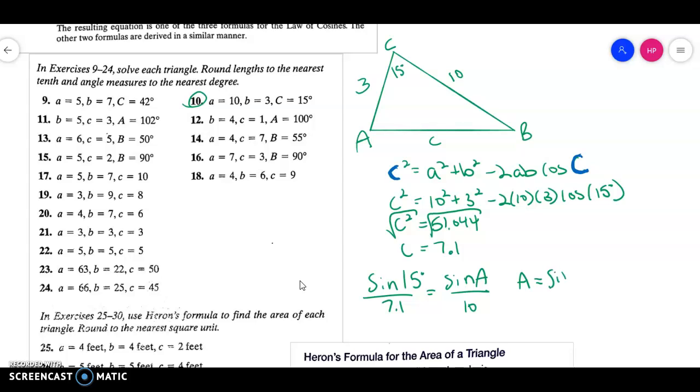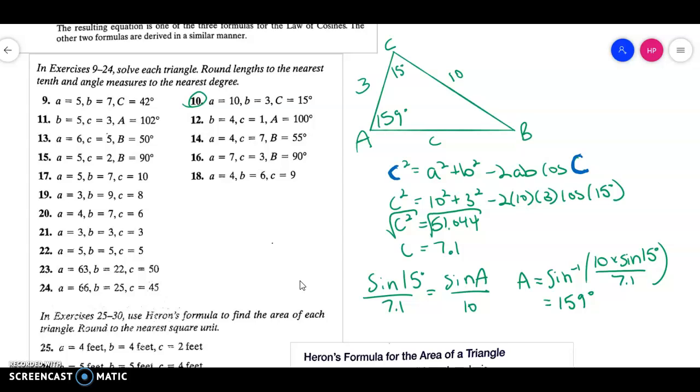So A is actually the sine inverse of whatever that value is. So 10 times the sine of 15 degrees divided by 7.1 should give me an angle of 159 degrees, which is a pretty big one. If I look at my 159 up here left, I don't have a whole lot of space left for B, which makes sense as that's going to be a rather small side.